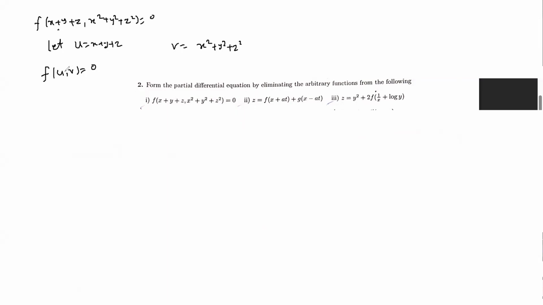So you can see here f(xy, x plus y plus z, x square plus y square plus z square) is equal to 0. What do you do? Consider this function as u. Let u is equal to x plus y plus z, and this is v. Now you can write f(u, v) is equal to 0. Understood? Yes.